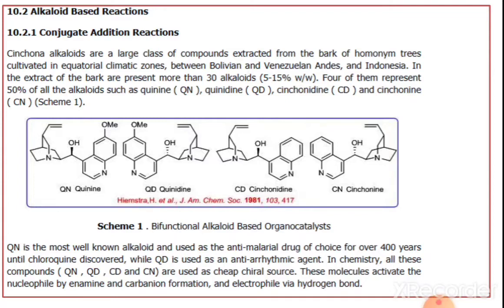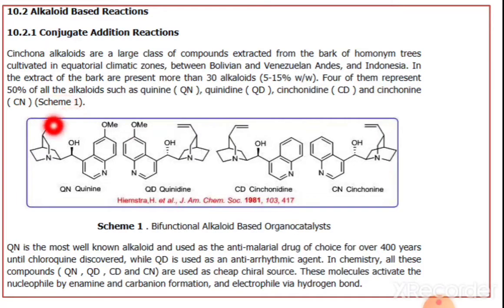In the extract of the bark, more than 30 alkaloids are present, in proportion of 5 to 15% weight by weight. Out of these, 4 represent 50% of the alkaloids: quinine, represented as QN, quinidine, that is QD, cinchonidine, that is CD, and cinchonine, that is CN.